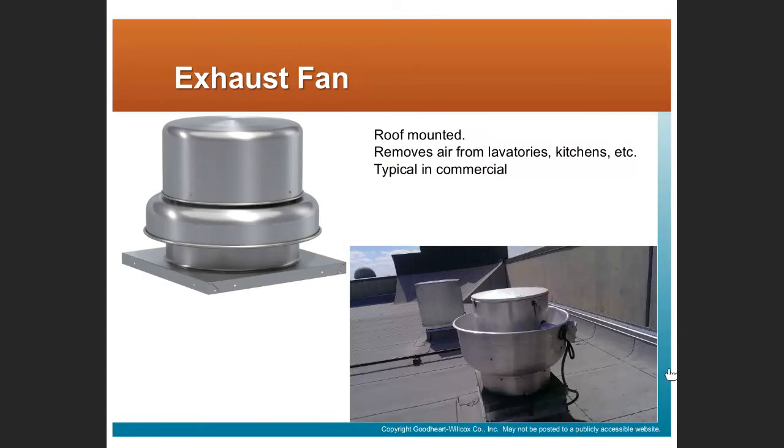Again, in commercial construction, as part of our HVAC system, we'll typically have an exhaust fan. Right? We might have it in our houses. We probably have a range hood in our kitchen. We might have an exhaust fan in our bathroom. Certainly in commercial construction, we're going to have exhaust fans in things like lavatories and kitchens. Again, we want to remove air from some of those spaces where we don't want that air to be recirculated back to our furnace or rooftop unit.